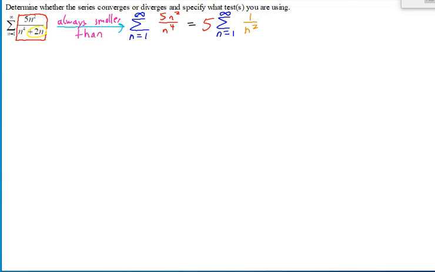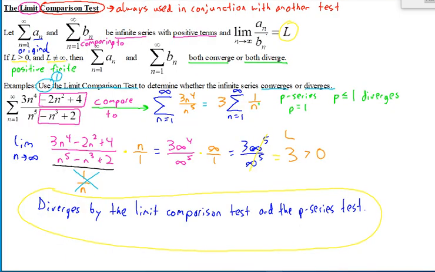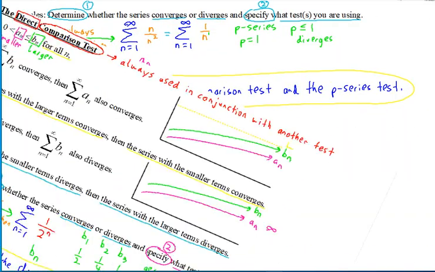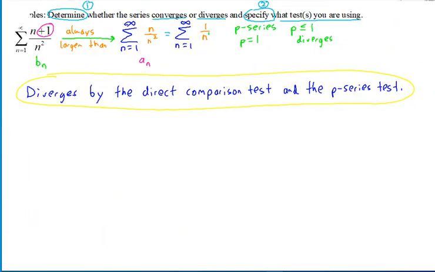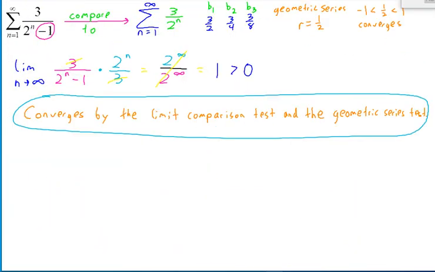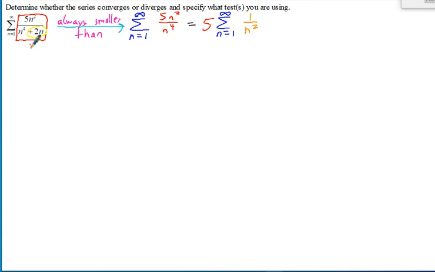And then just to be consistent with the formula here, let's always label the smaller of the two as a sub n, and the larger of the two b sub n. It could be either way, depending on what you're comparing it to. So this would be our smaller one, and this is the larger one here.